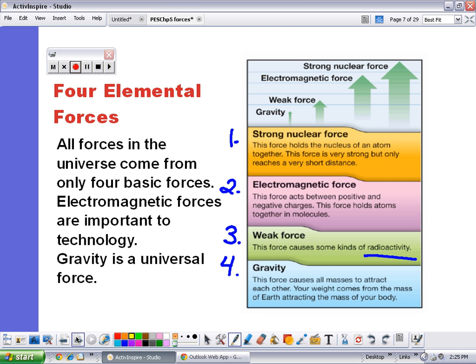So our first one is strong nuclear force. This reviews back when we talked about atoms and how they're held together. Second is electromagnetic force. And again, this takes us back to how you have molecules and how they're held together. And then you have the weak force, which is basically related to radioactivity, and gravity, which we all know what gravity does. It holds everything together from the attraction. And your weight is what is caused by gravity.